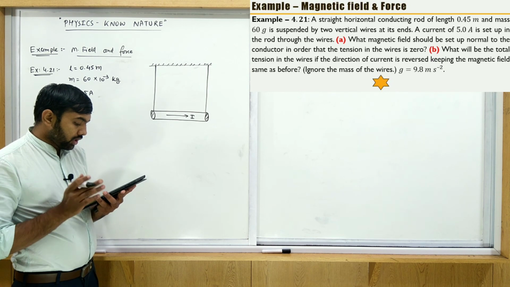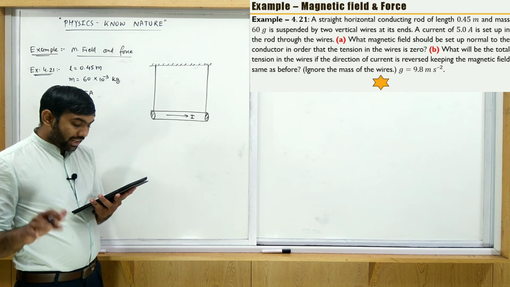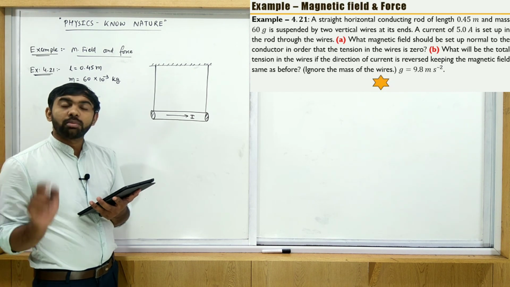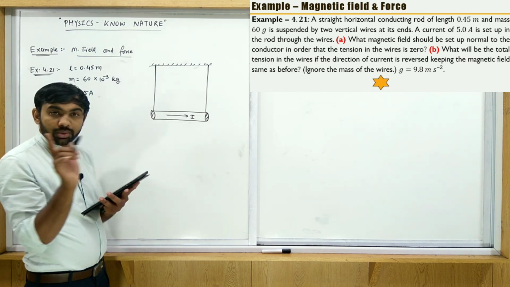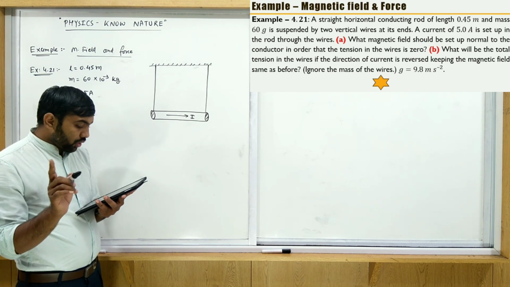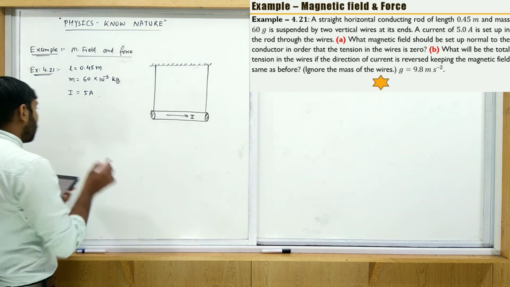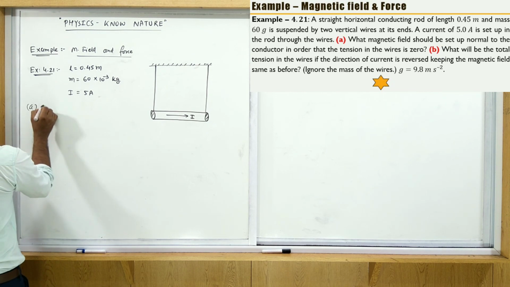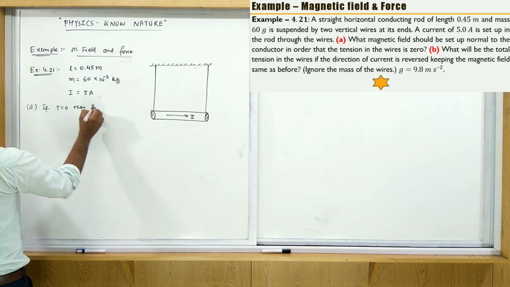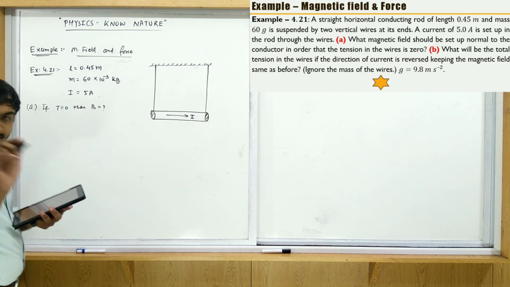And the question is: what magnetic field should be set up normal to the conductor? So B is normal to the I, which means theta is equal to 90 degrees. Normal to the conductor, in order that the tension in the wires is 0. So first we have to find, if tension is equal to 0, then B is equal to what? That is our first question.